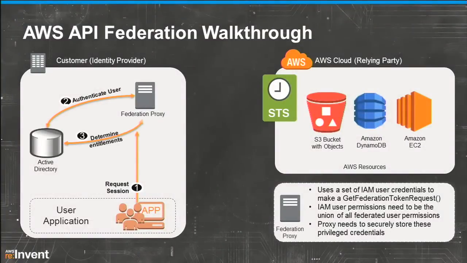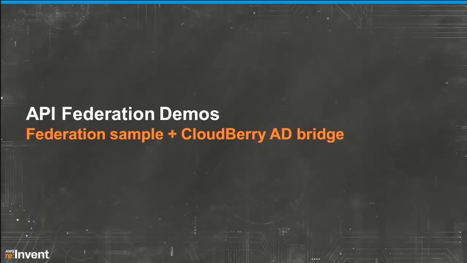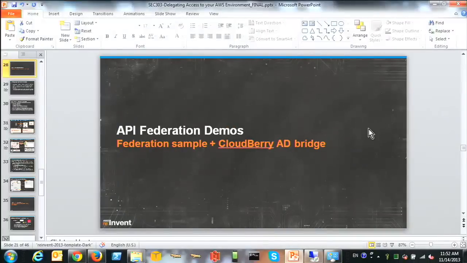The proxy server is going to authenticate the user against Active Directory. It's going to determine its entitlements based on its AD group membership. And then it's going to make a request to STS using Get Federation Token. You're going to get back a response. That's going to have the temporary security credentials. I'm going to pass that back to the command line application. And then it's going to make calls to S3 to retrieve objects from a bucket. So I'm going to show you a couple demos that I have for this one. One of them that we wrote, and another one which is actually available from a partner of ours, Cloudberry.